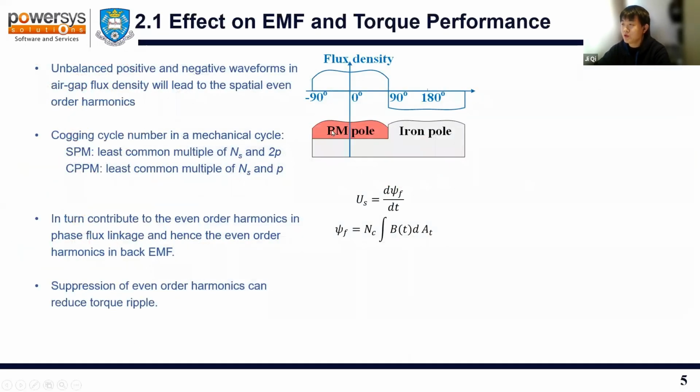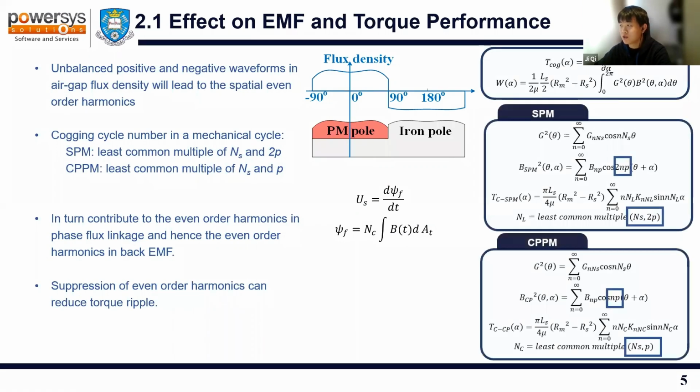Actually, due to the different features between the magnet pole and iron pole for the consequent structure, it will cause unbalanced positive and negative waveforms in the air gap flux density, and this will lead to spatial even order harmonics. According to those formulas, the unbalanced flux density will lead to a different pattern in the cogging torque.